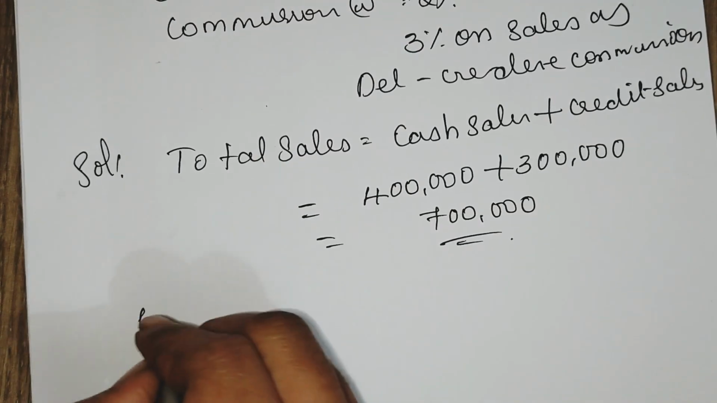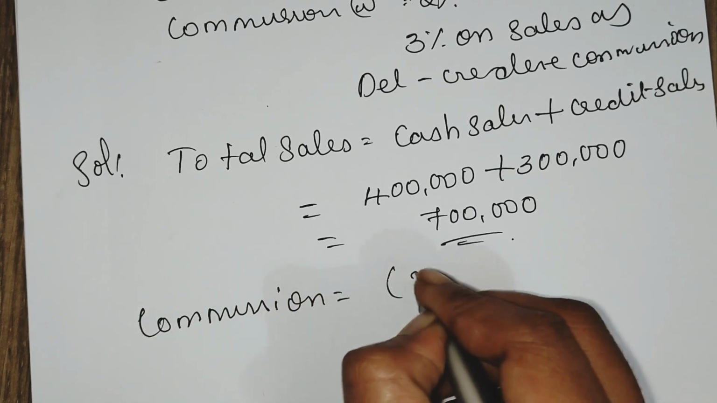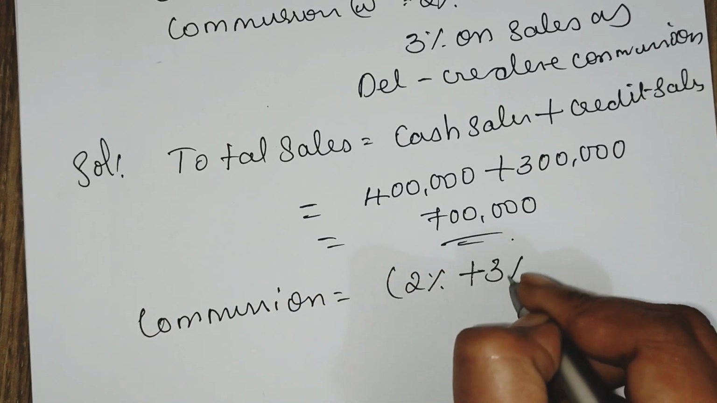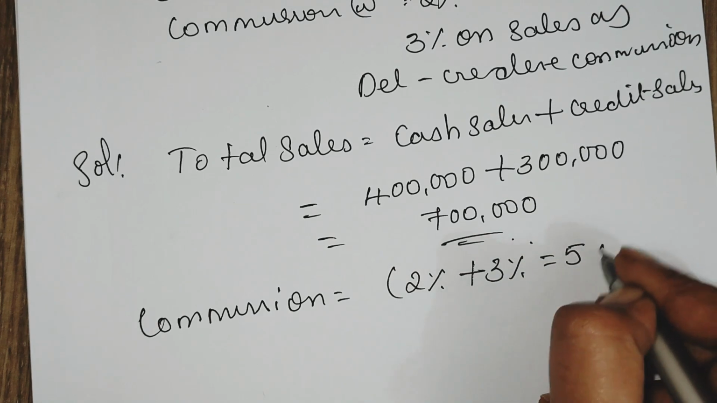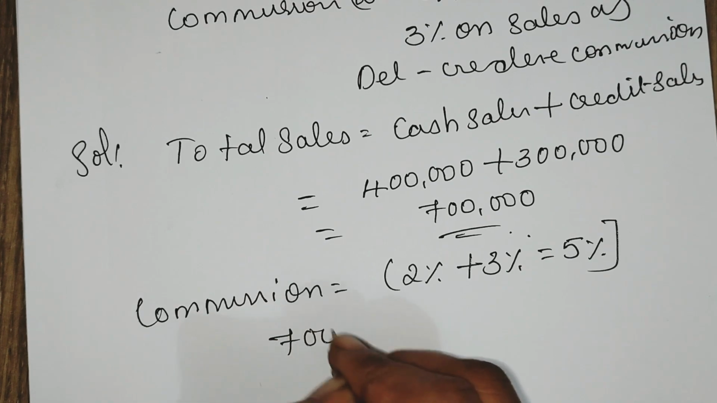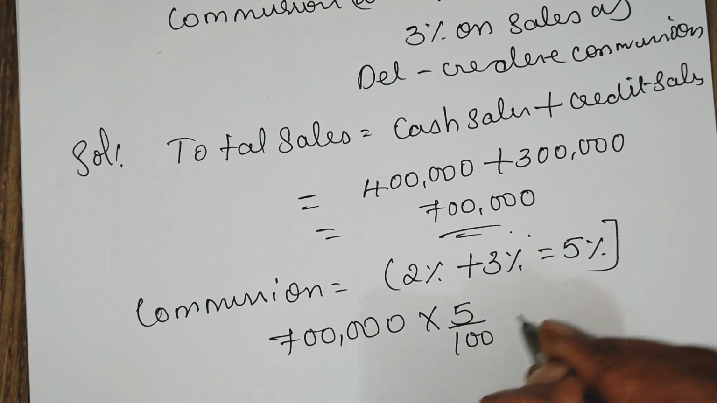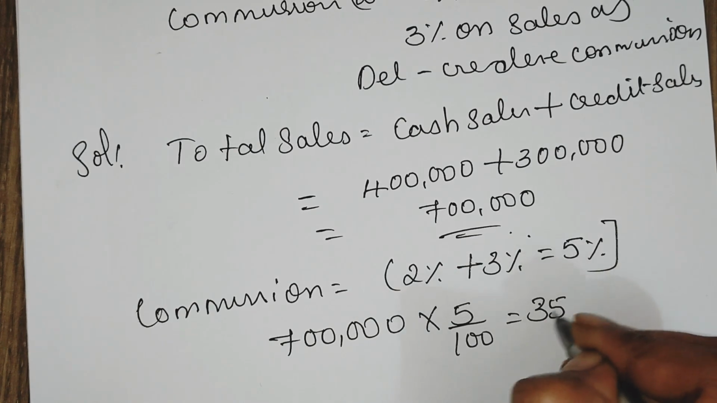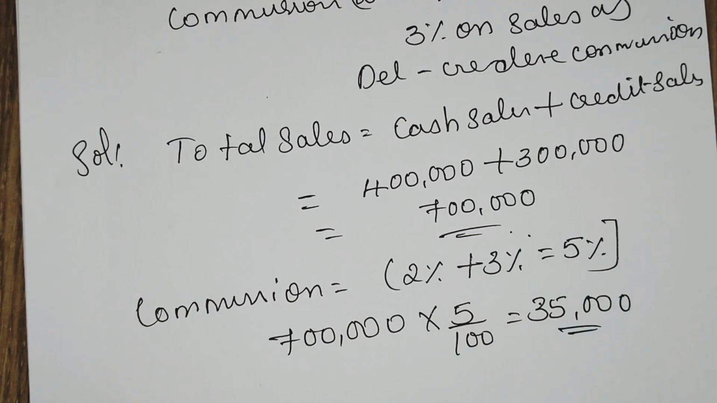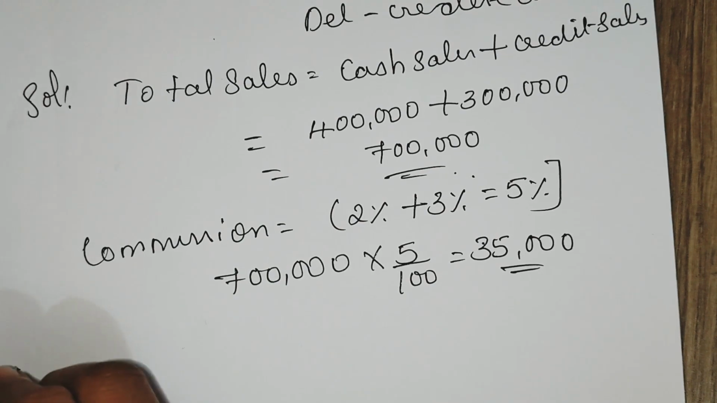Now commission is 2% plus 3%, total 5%. 5% is the commission on 7 lakh, into 5 by 100. 7 fives are 35. So 35,000 is the commission. Del credere commission is also calculated on the total sales. Understood? Let us solve one more question for your understanding.